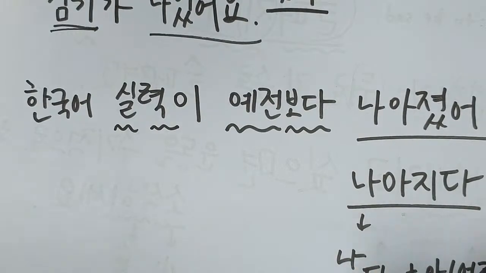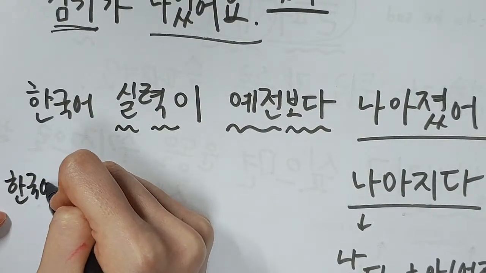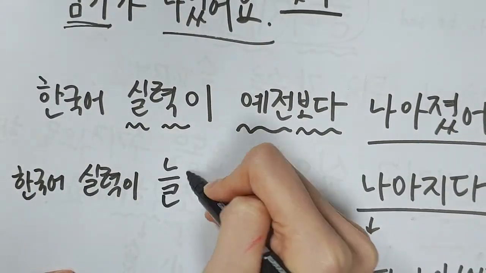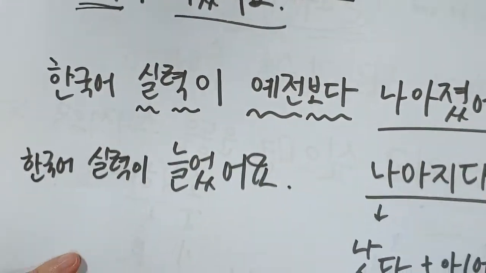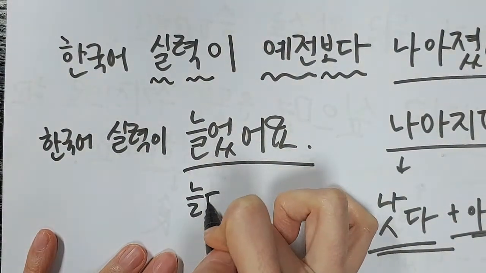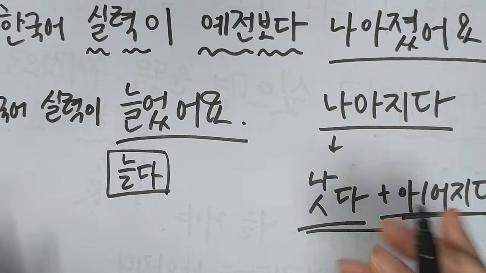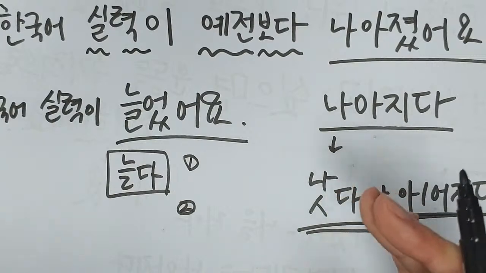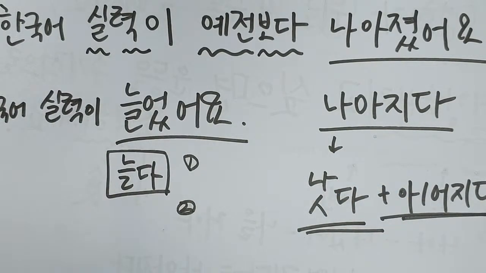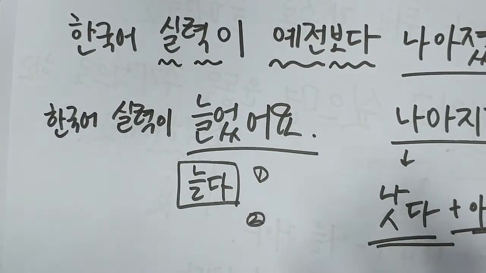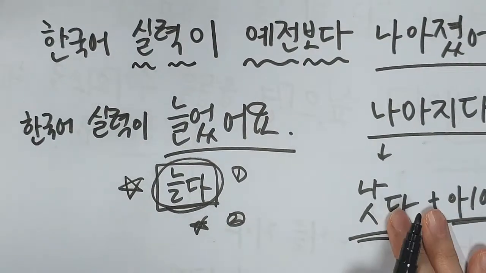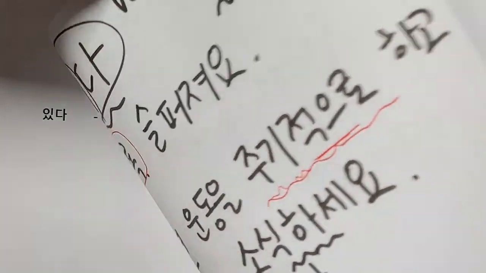한국어 실력이 예전보다 나아졌어요. And you can also say 한국어 실력이 늘었어요. 예전보다 늘었어요. This is actually a more common word, guys. So obviously, 늘다 verb is used, right? 늘다 means for something to increase in number, or it can also mean for something to improve. So when we say our skill has improved, we can use this verb. This is a very commonly used verb. 한국어 실력이 많이 늘었어요. 여러분은 한국어 실력 많이 늘었어요?